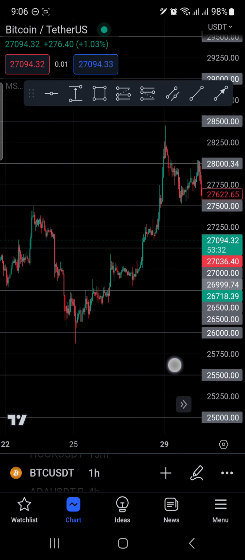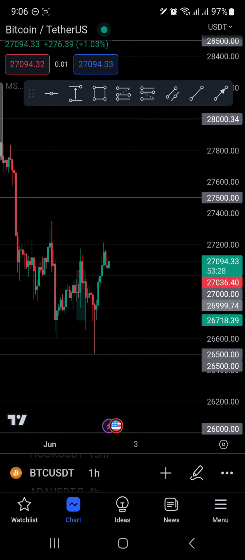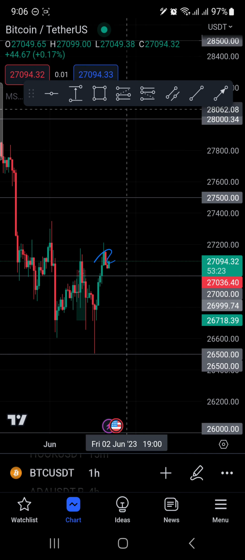So now look at this. You can see here we actually built a double bottom. I made profits within here and here. That was my analysis yesterday. But now as we speak, the market is on an uptrend. I'm going to show you why.